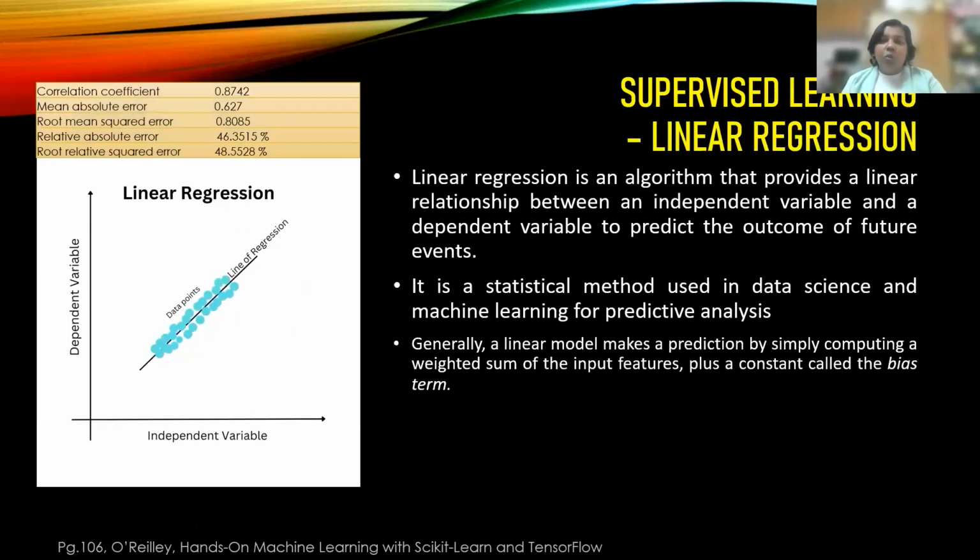And the third machine learning model was linear regression, which is the most popular model. It shows a relationship between the independent variable and dependent variables. It's a very commonly used method for predictive analytics. And so when we applied the data, we found the R value to be 0.8. Mean absolute error was 0.6, and root mean squared error was 0.8.